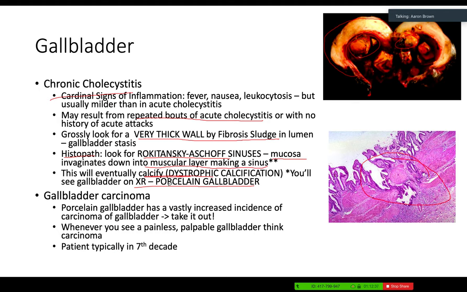Okay, if you do develop this porcelain gallbladder, guess what? Now you have an increased incidence of carcinoma of the gallbladder. Okay, so if you weren't ready to have that taken out, now you 100% need to do it. Okay, so if we see a painless palpable gallbladder, think about carcinoma either of the gallbladder or of the pancreas. And these patients typically present in the seventh decade.